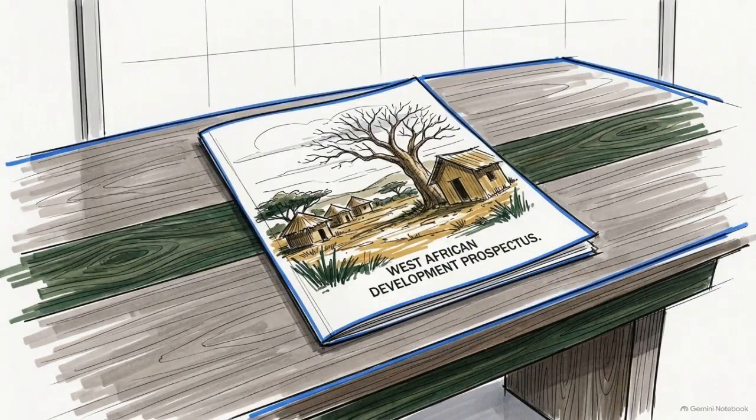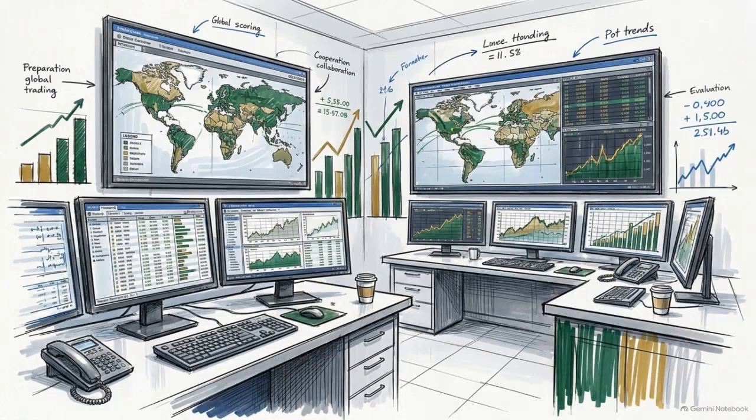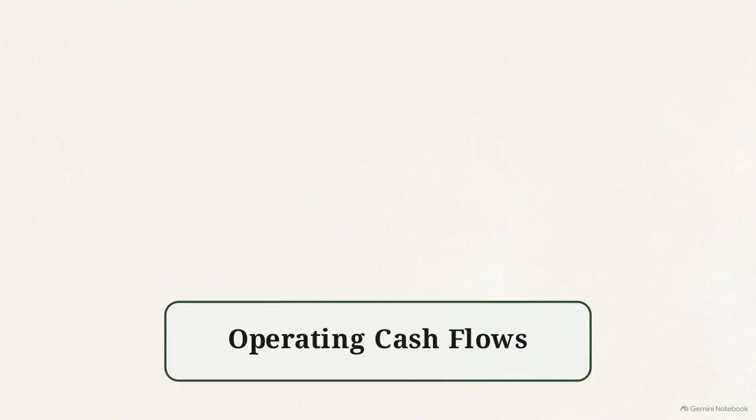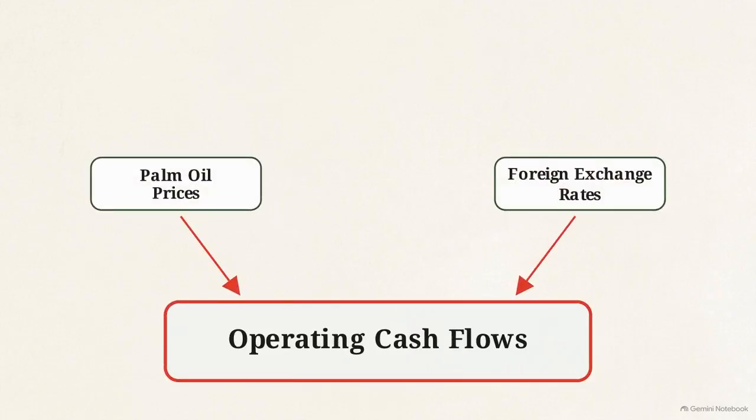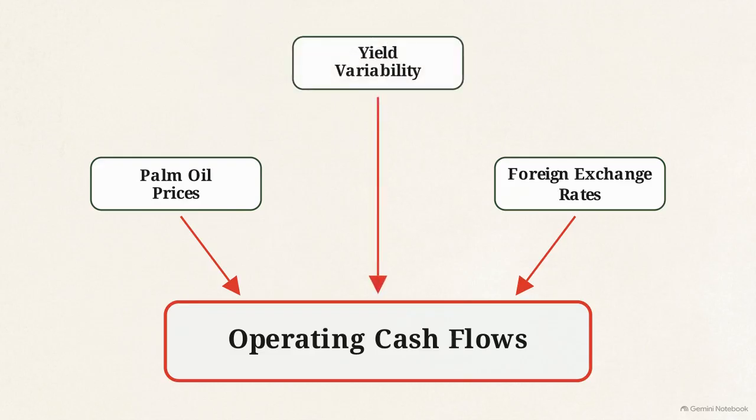To solve this, we return to the Sime Darby expansion in West Africa. To accurately price the risk of this frontier market, the finance team utilized a Monte Carlo simulation. They identified the 3 most volatile, interconnected variables threatening their operating cash flows: palm oil prices, foreign exchange rates, and yield variability due to climate conditions.